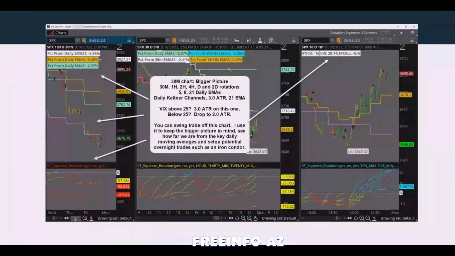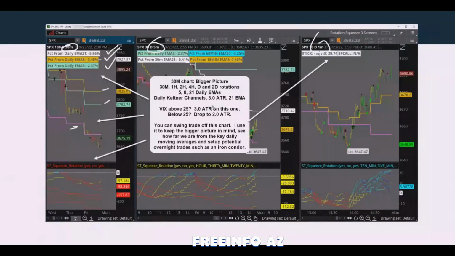I like to look at the 30-minute chart, the 5-minute chart, and the 1-minute chart. The 30-minute chart is the bigger picture. I'm going to have the 21-period EMA off the daily, the 8 EMA off the daily, and the 5 EMA off the daily. You can see that's the 8, that's the 5. I'm also going to have the daily Keltner channels imported into this with the 3.0 ATR.